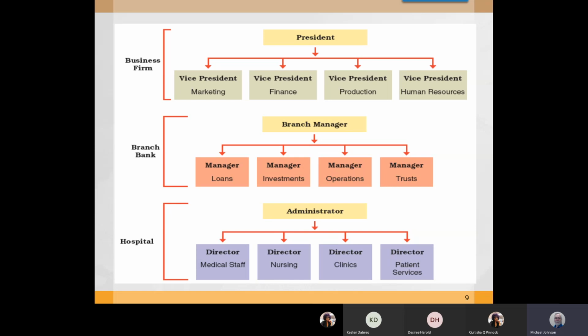Hospitals, again, hospitals are very clearly defined based on category of discipline. And in this case here, medical staff, nursing, clinics, and also patient services. The staff for each may be in various locations, but it's always broken within those locations to the function. So people are kept within their groups, so to speak.